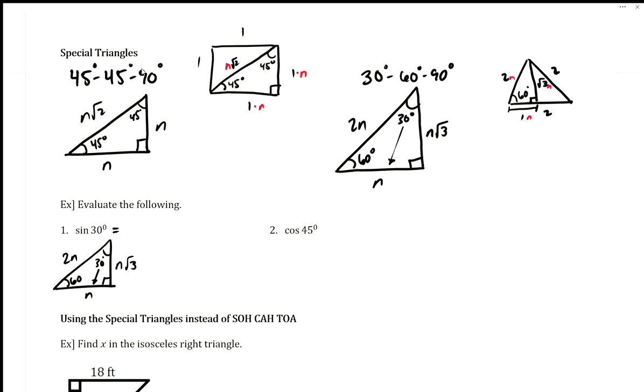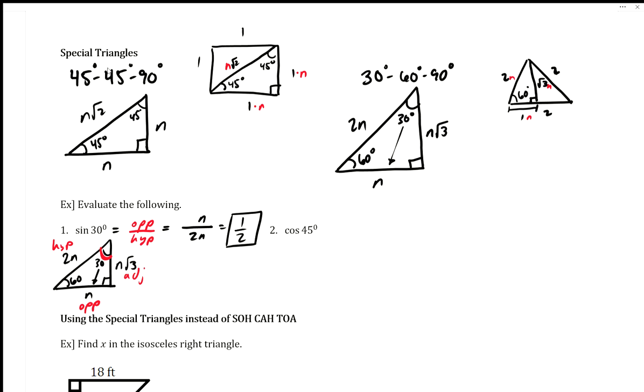If I'm doing SOHCAHTOA, that means 30 is the angle I'm focused on. Opposite of 30 is over there. Here's the adjacent of 30. And then 2n, no matter what, is the hypotenuse. Okay, so remember SOHCAHTOA is using, for sine of 30, the opposite over the hypotenuse. And so our opposite side is n. Our hypotenuse is 2n. Notice the n's would just cancel, and it's 1/2.